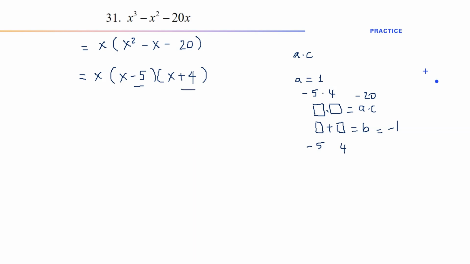Okay, unless A is different from 1, and of course A has to be different from 0, right? So if A is different from 1, we have to use the AC method, and then we break down the B term into some number x plus another number x. If A equals 1, we do it quickly, right?